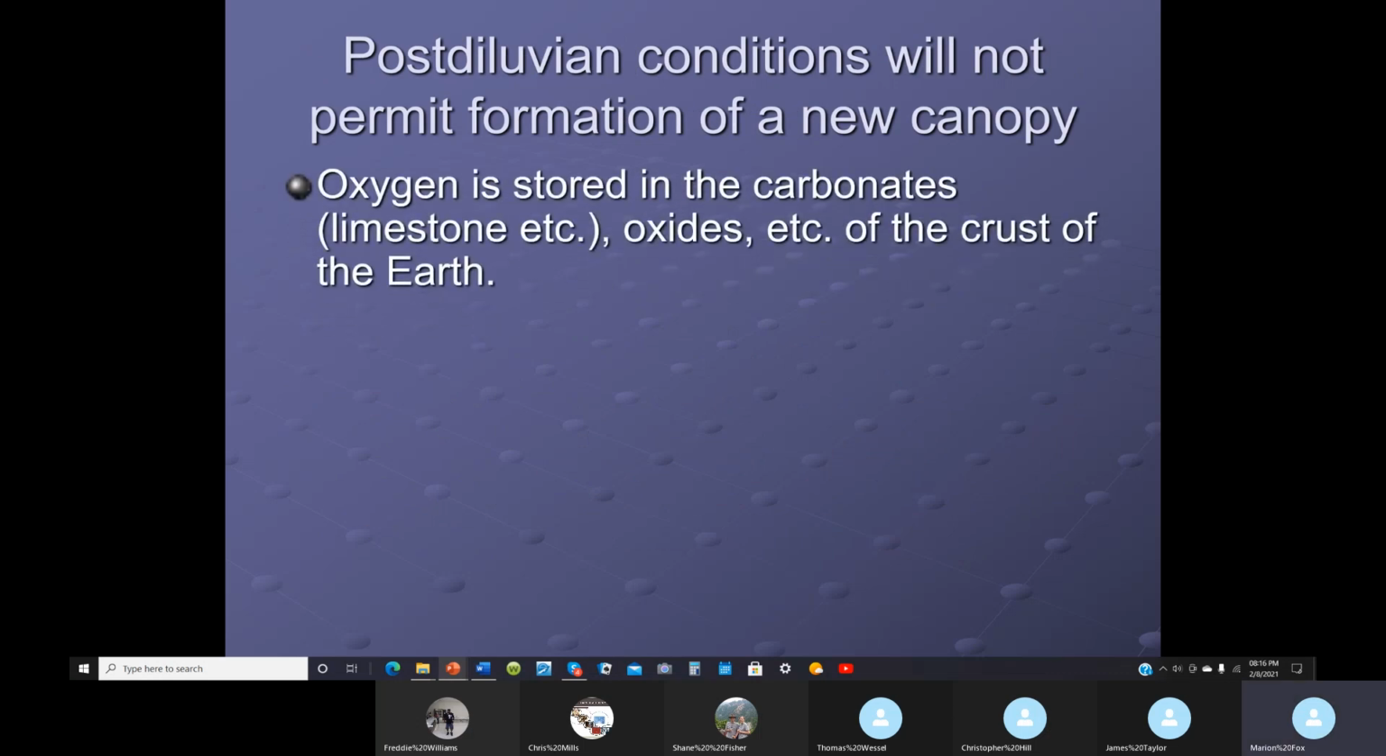The oxygen that we need to put up there is stored in the carbonates, the limestone and so forth, and in oxides. Oklahoma, where I live, has a lot of red soil. That's iron oxide. It's rusty iron. That's what it is, which means it's iron with oxygen in it. So there's a lot of oxygen in that soil on the crust of the Earth.